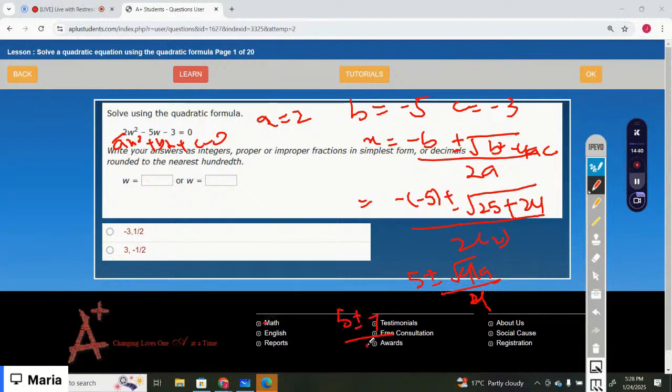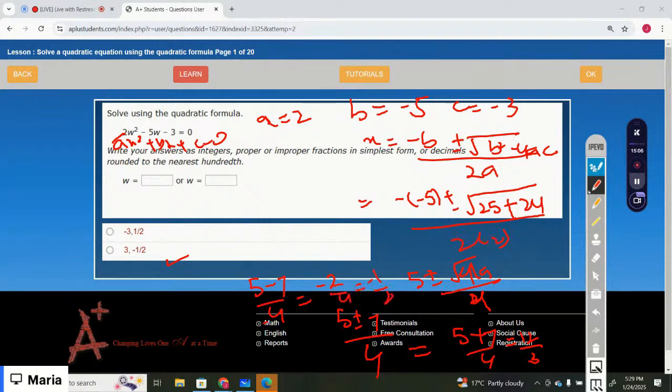That is 5 plus minus 7 over 4. So we have two options. One for 5 plus 7 over 4, that is 12 over 4. So the correct option is 3. The next one is 5 minus 7 over 4, that is negative 2 over 4, that is negative 1 over 2. So option number 2 is the correct option.